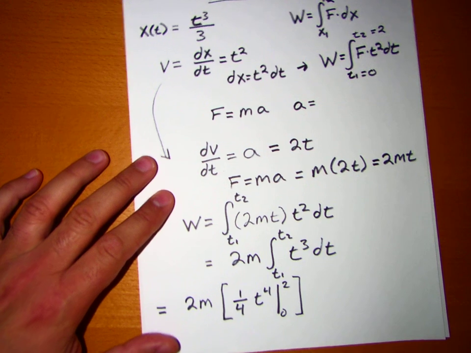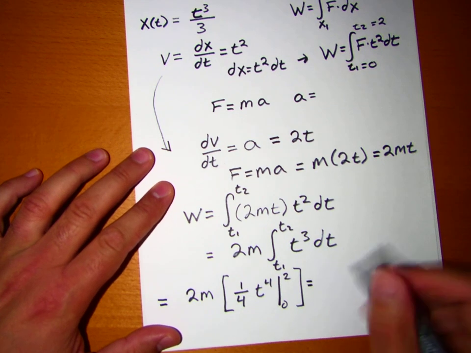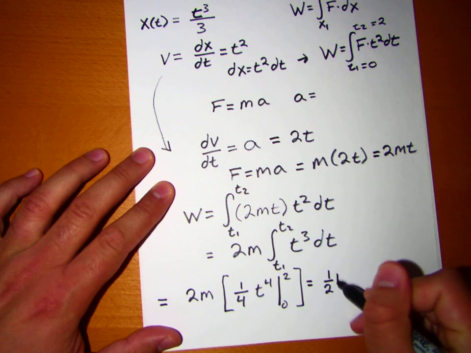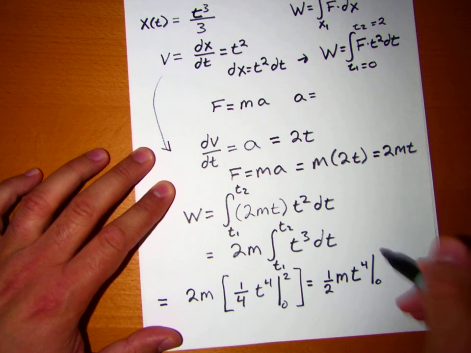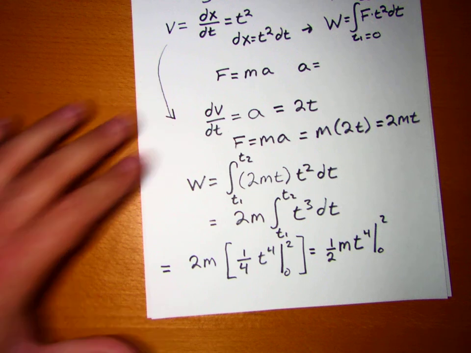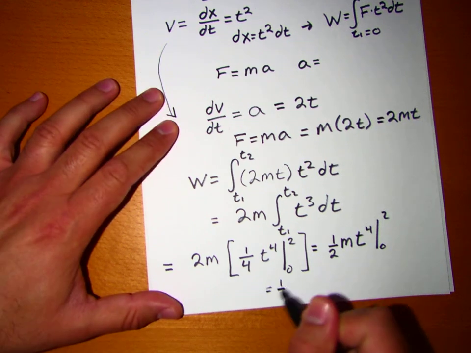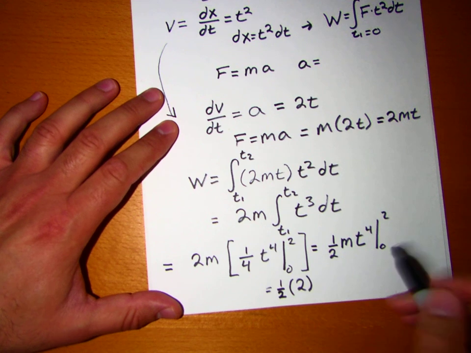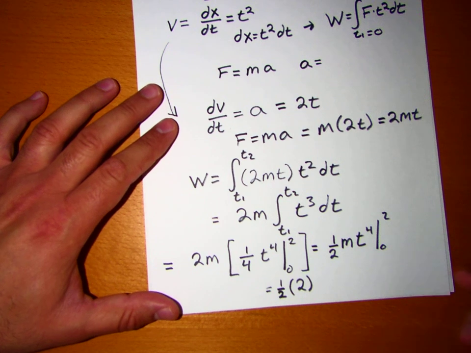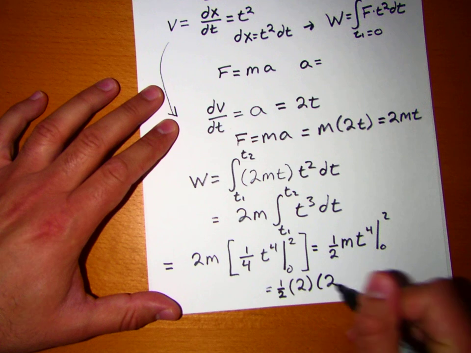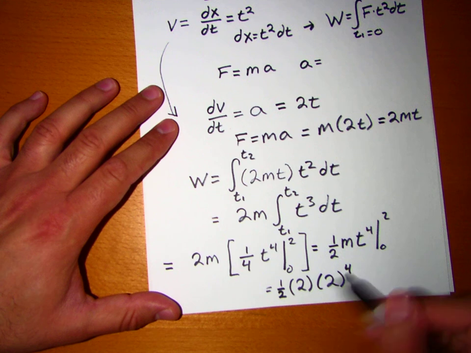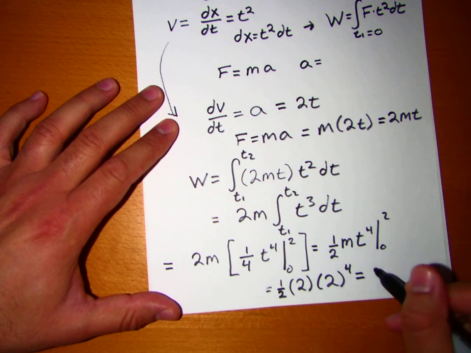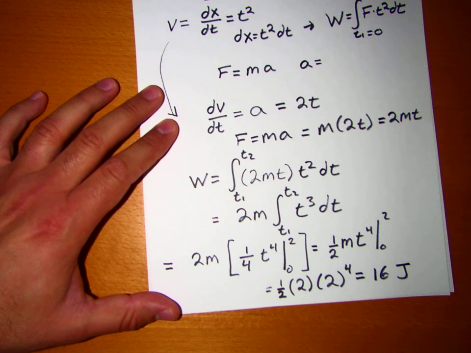And let's simplify this a little bit more. 2/4 is 1/2 times the mass times t to the fourth, from 0 to 2. And remember, our mass is equal to, what, 2 kilograms? So we plug that in, 2 kilograms. And then we evaluate this at t equals 2 and t equals 0. 0 to the fourth is just 0, so this is equal to 2 seconds to the fourth. And this gives us 2 to the fourth times 2 is 32 divided by 2. This is just equal to 16 joules.